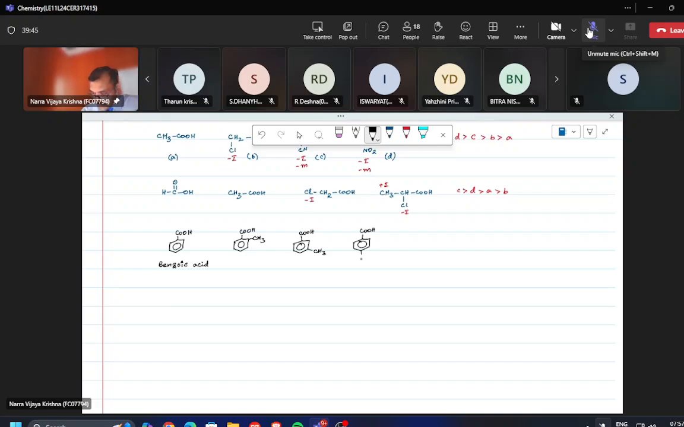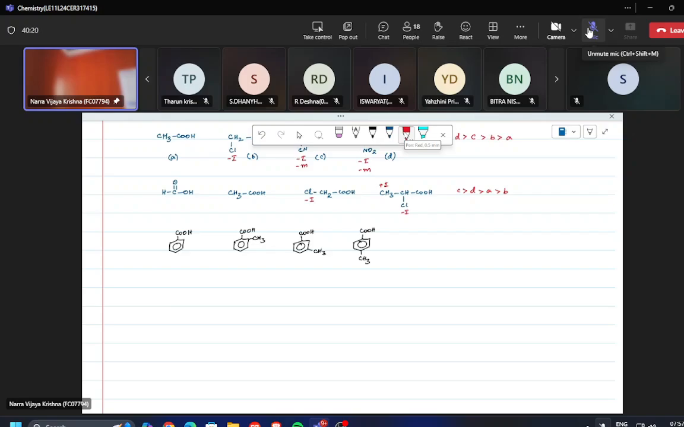Now, sir, among these four, which is more acidic? All are benzoic acid derivatives, right? So, which is more acidic? Because of the ortho effect. You can learn that separately. Forget about the ortho effect; if you don't know it, which is more acidic? Reason: in all other cases, plus I effect is there. On top of that, positive hyperconjugation is also there.